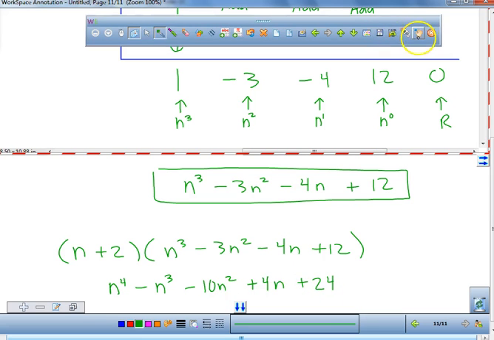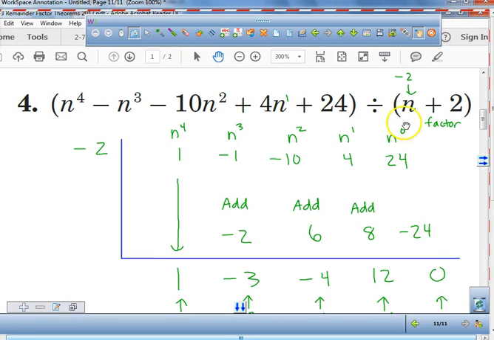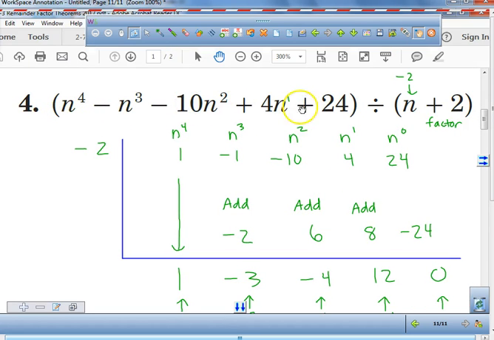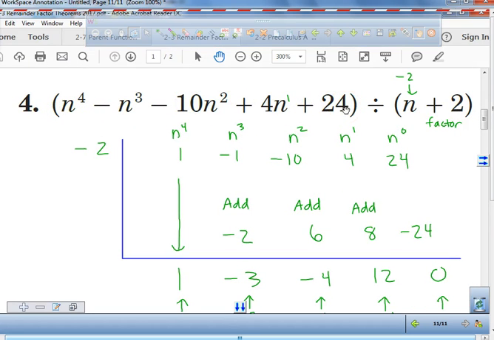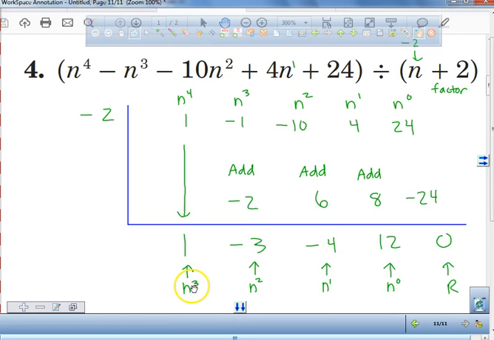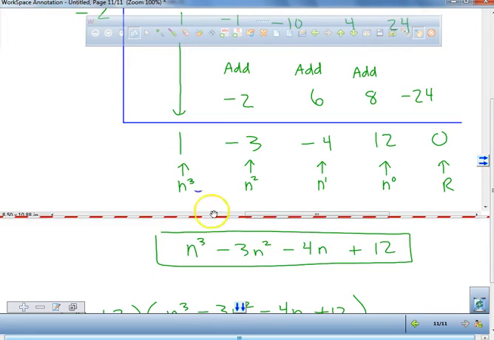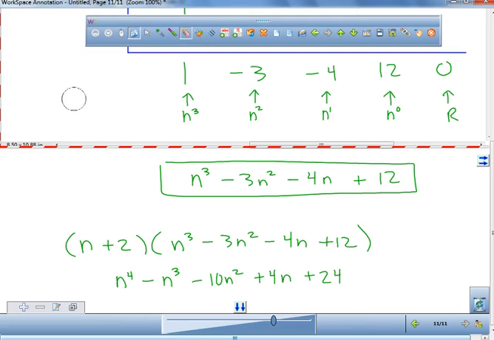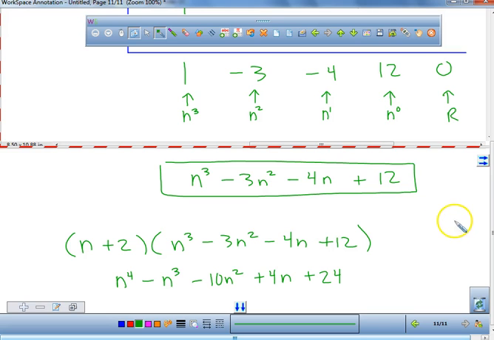Look at this right here, and let me scroll up. So n plus 2 times this gives me all of this. Okay? That's why it has to be an n cubed. If it wasn't an n cubed, then what's n to the fourth times another n going to give me? It's going to give me n to the fifth, so that wouldn't make any sense. Okay? So what's your final answer? This is your final answer. You don't have to do a remainder of 0. Okay? That's your final answer.